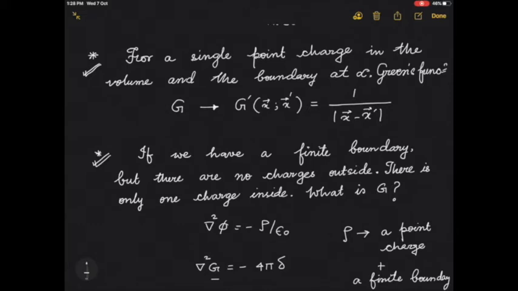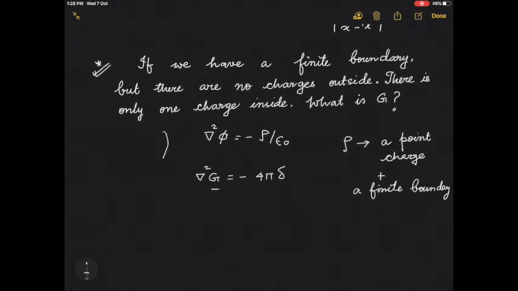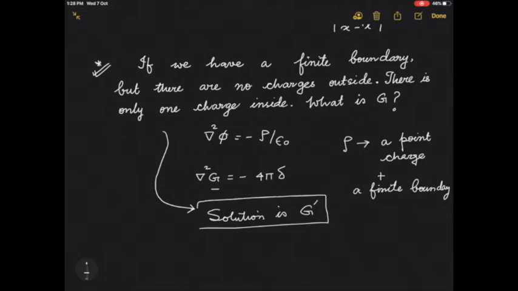The solution for the potential for these two cases should be exactly the same, because they are the same physical problem. You have one point charge in the universe in both cases. It is just that you have chosen two different boundaries in two different cases, right? So which means that even for this case, the solution is G prime, right? Because they are just the same physical case.